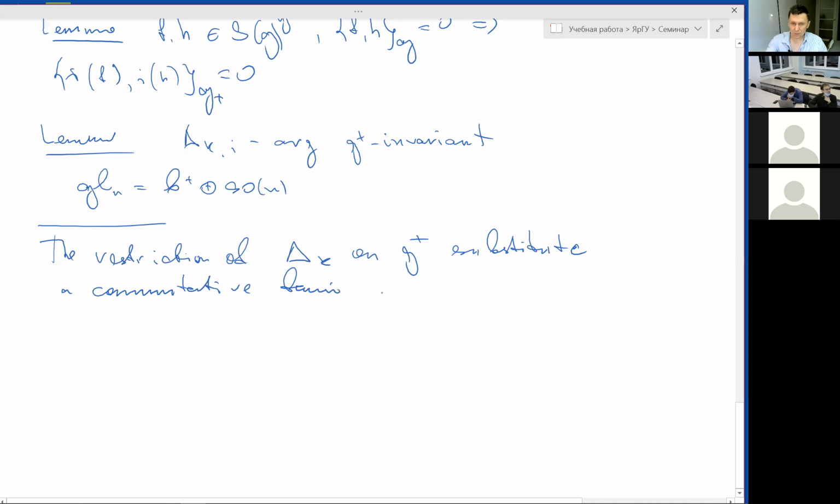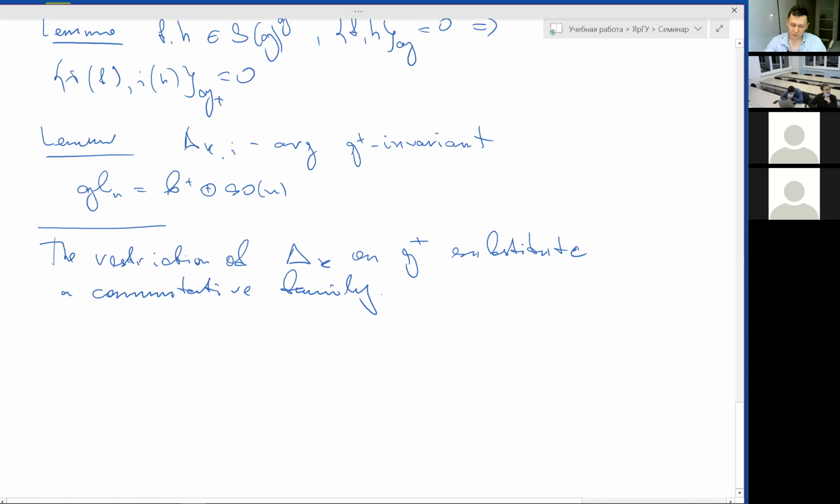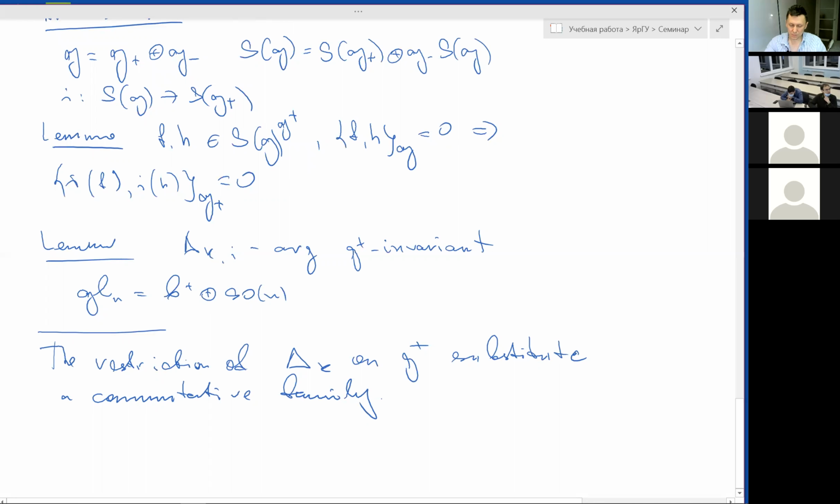May I ask about the first lemma? The first lemma, yes. So the conclusion of the first lemma, what is the first term in the Poisson bracket? First term in the Poisson bracket? Yes, I don't understand. Just what is written there?